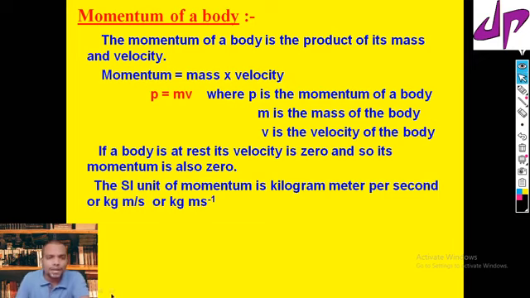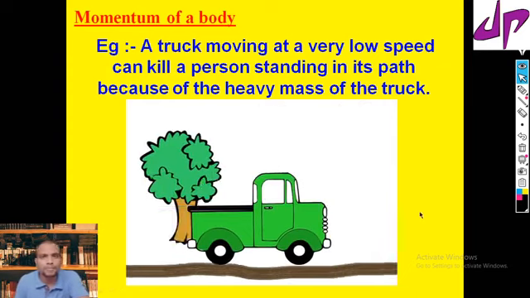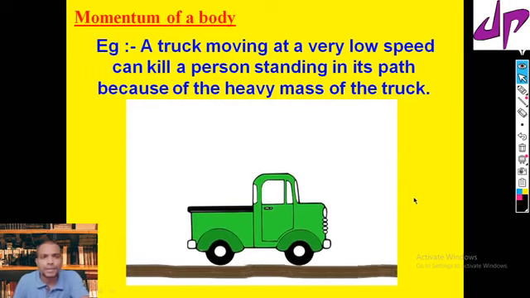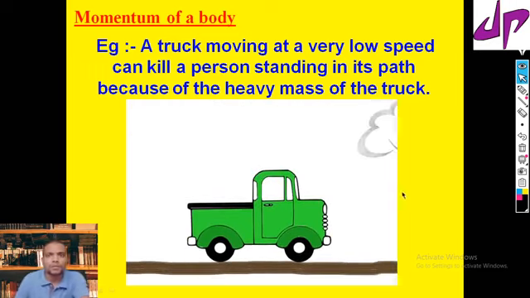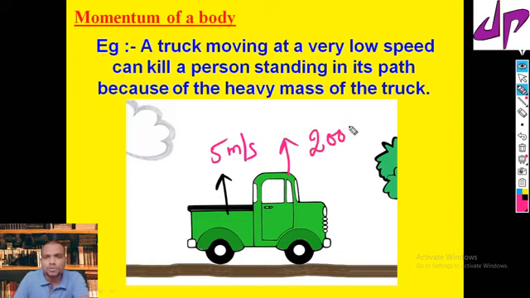So we can already see the effects of momentum. Suppose a truck moving at very low speed can kill a person standing in its path. What's the reason? If the truck is moving with less speed, say 5 meter per second, and it has huge mass. If you take the mass of the truck as 2000 kg.